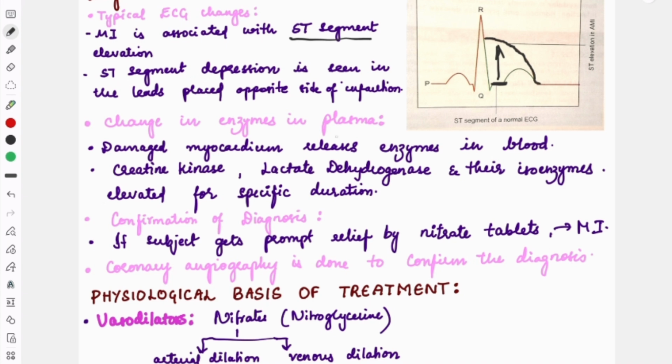Now, what are the changes in the plasma? What are the changes in the enzymes present in the plasma? In myocardial infarction, the damaged myocardium releases enzymes into the blood. What are those enzymes? The first one is creatine kinase, then lactate dehydrogenase and its isoenzymes LDH1 to LDH5. There are various isoenzymes of LDH, right? LDH1 is elevated in myocardial infarction. This is released whenever the myocardium is damaged, so it starts releasing enzymes in the serum that are indicative of myocardial infarction. This is one of the detections that we can do.